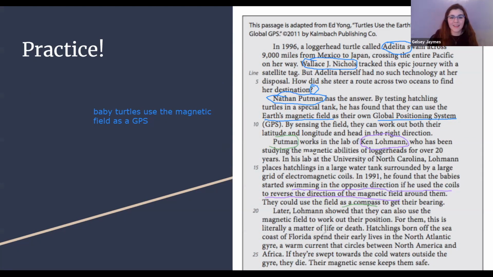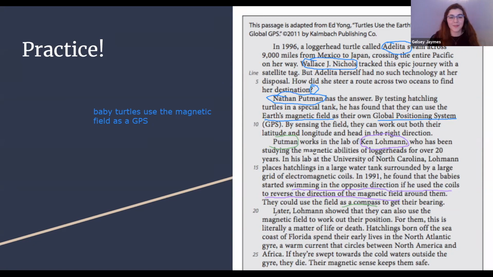All right, I can read out the last paragraph and then we can do some more annotations. Later, Lofman showed that they can also use the magnetic field to work out their position. For them, this is literally a matter of life or death. Hatchlings born off the seacoast of Florida spend their early lives in the North Atlantic Gyre, a warm current that circles between North America and Africa. If they're swept towards the cold waters outside the gyre, they die. Their magnetic sense keeps them safe.